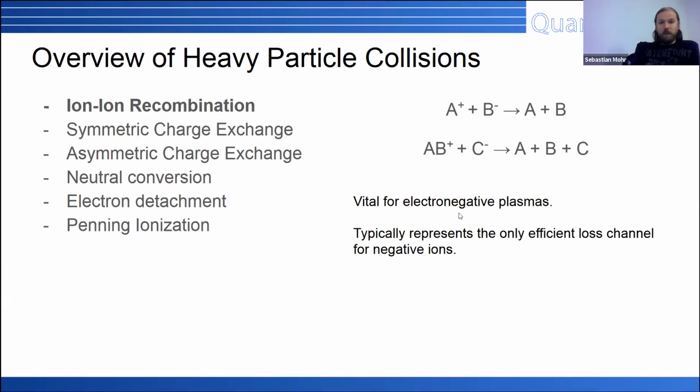And this is a very vital process for electronegative plasmas, because you have to consider that negative ions do not diffuse to the walls in comparison to positive ions or electrons, because they are trapped by the positive plasma potential. So this is usually the only loss channel for negative ions. So this kind of reaction absolutely has to be included if you have negative ions in your discharge.